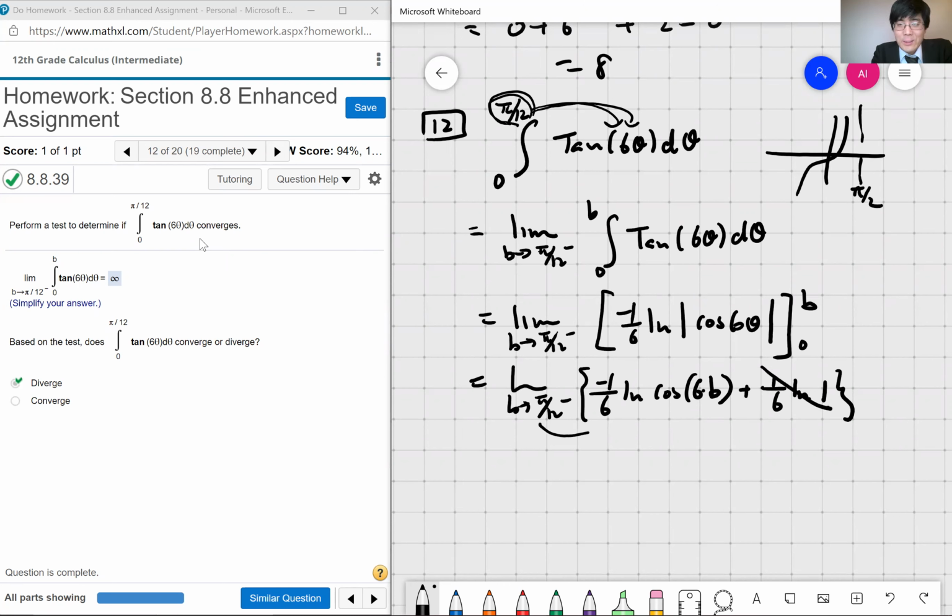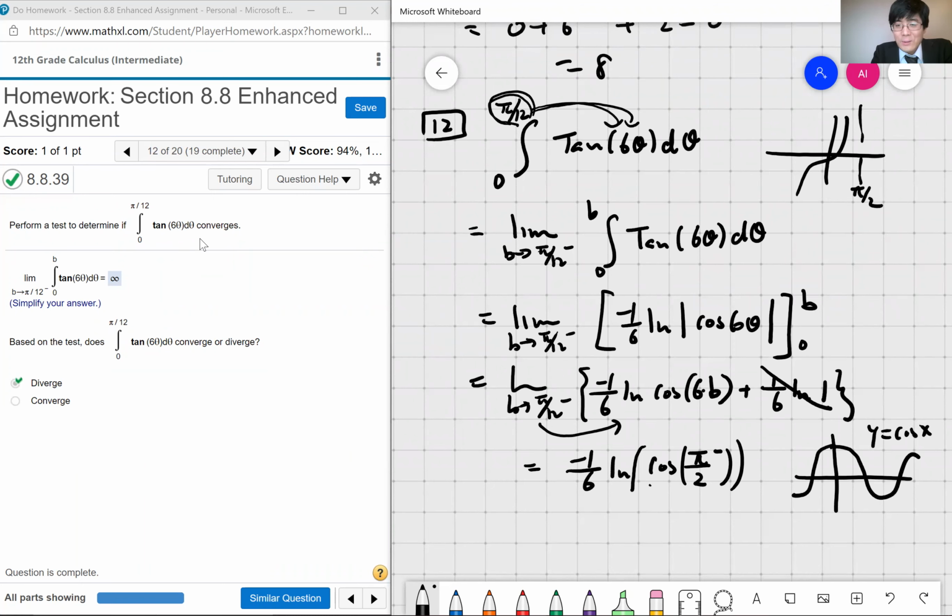And you want to take a limit. So it's going to be -1/6 ln of the absolute value of cosine pi over 2 from the left side. So the angle approaches pi over 2 from the left side of the cosine function. So think about the cosine function: y is cosine x, and x is approaching pi over 2 from the left side. So the inside of the ln is approaching 0 from the positive direction.